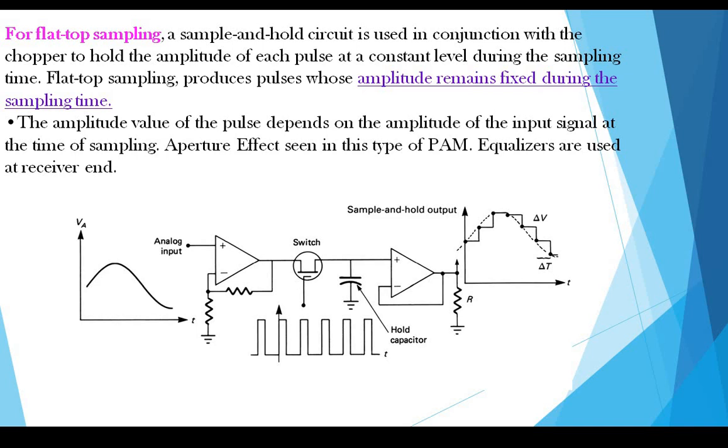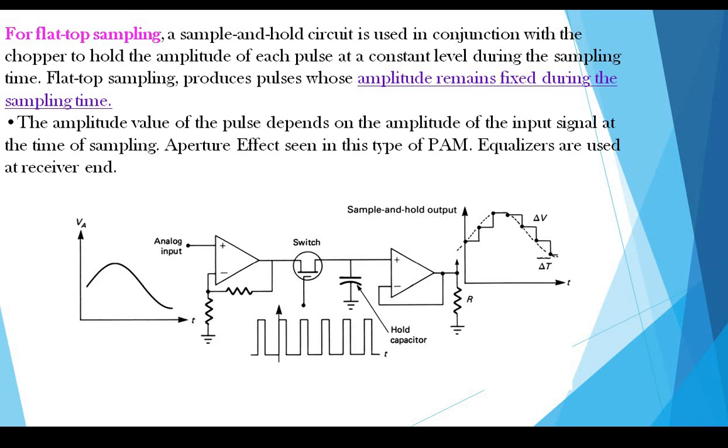sampled version of the signal, where the amplitude of the higher frequency components are reduced relative to the amplitudes of the lower frequency components. Okay, I'll repeat once again. In simple words, aperture effect is nothing but a small amount of amplitude distortion which will be occurring in the reconstructed signal.